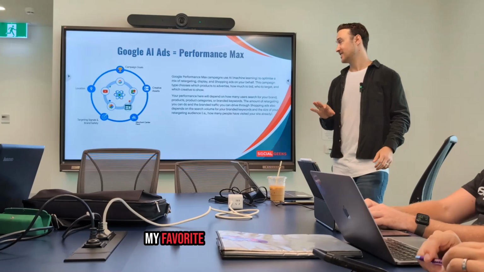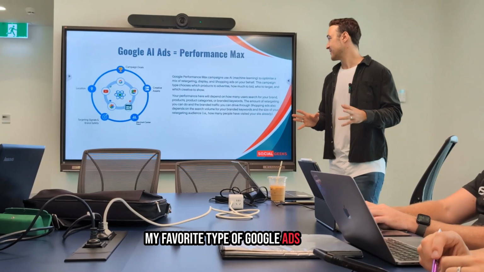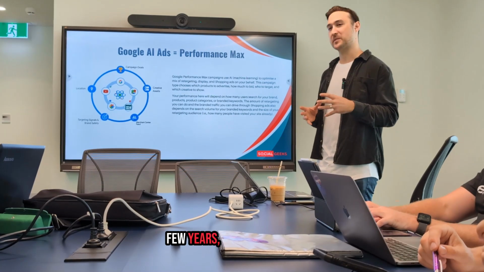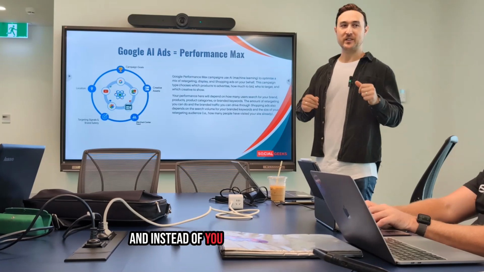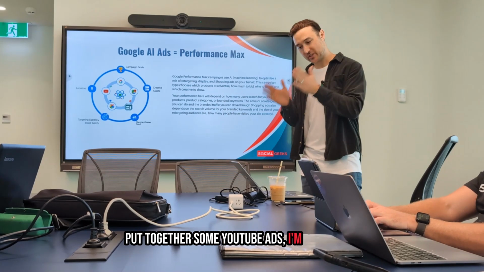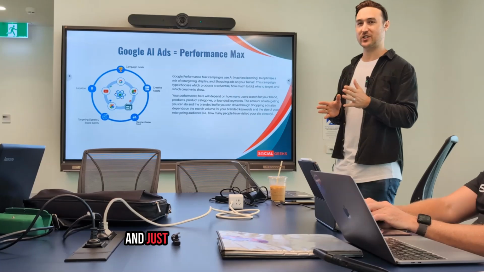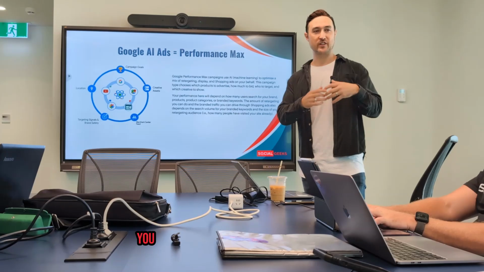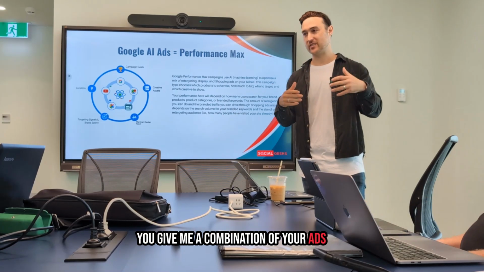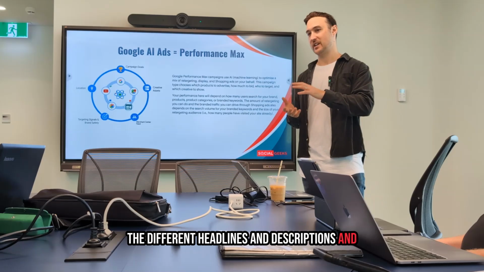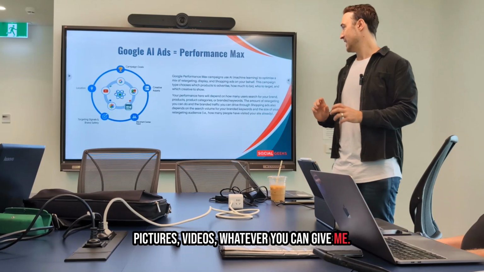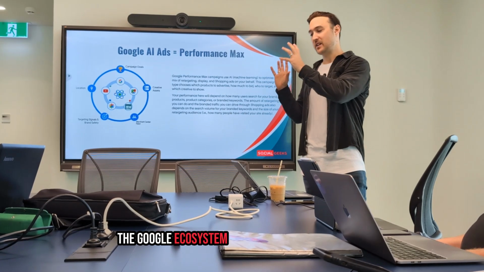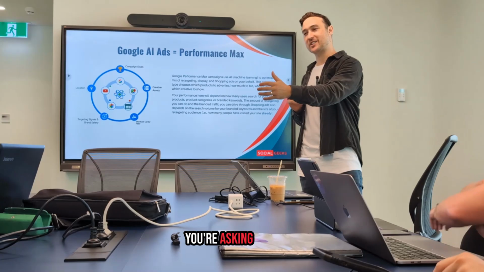My favorite type of Google ads is what they're calling Performance Max. This has been around now for a few years, but this is using AI. Instead of you being like, okay, I'm going to put together some YouTube ads and I'm just going to target YouTube, or I'm going to do display ads and just target display ads. Performance Max is you tell me who you're trying to target. You give me a combination of your ads and the different headlines and descriptions and pictures, videos, whatever you can give me. And it's going to place your ads everywhere across the Google ecosystem to try to get the objective you're asking it to get.